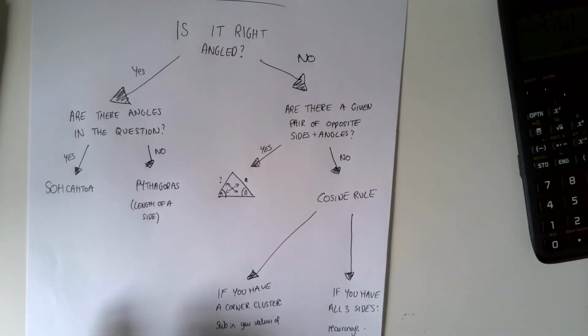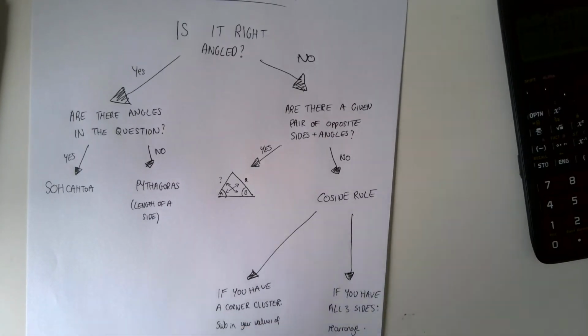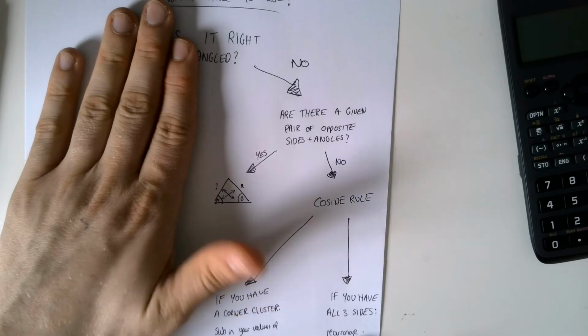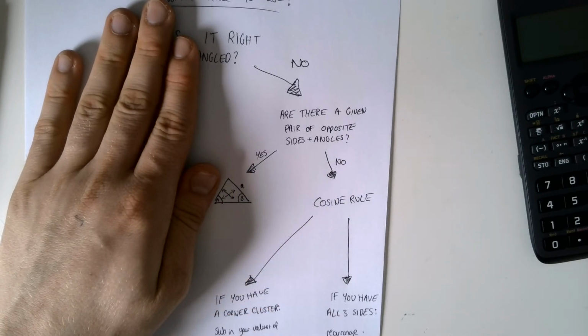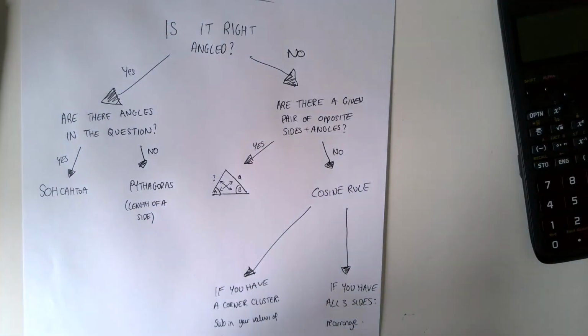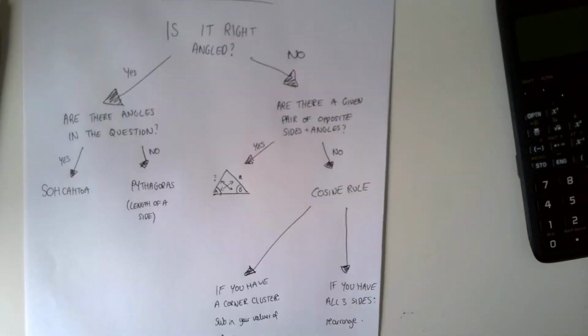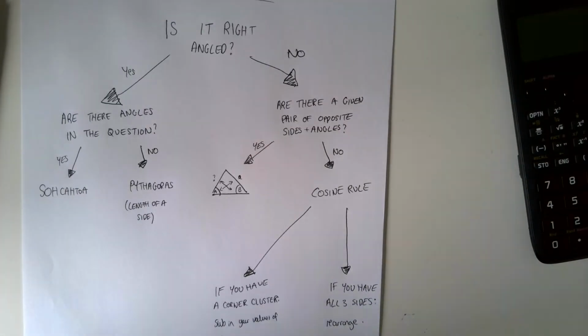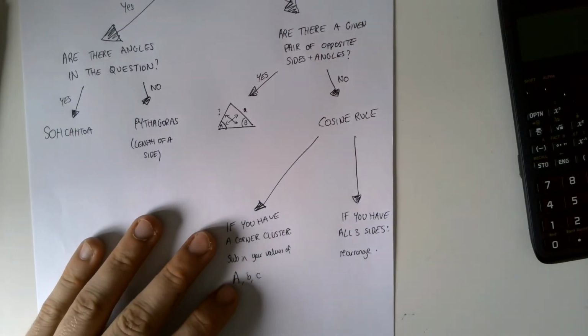There are quite a lot of decisions you're going to have to make here. Just break it down and think: is it right angled? If the answer is no, you can get rid of quite a lot of options there. Then you need to be looking: have you got your opposite sides and opposite angles? If you have, that's going to be the sine rule. If you've got a corner cluster, it's going to be the cosine rule. And if you've got all three sides, it'll be the cosine rule rearranged.